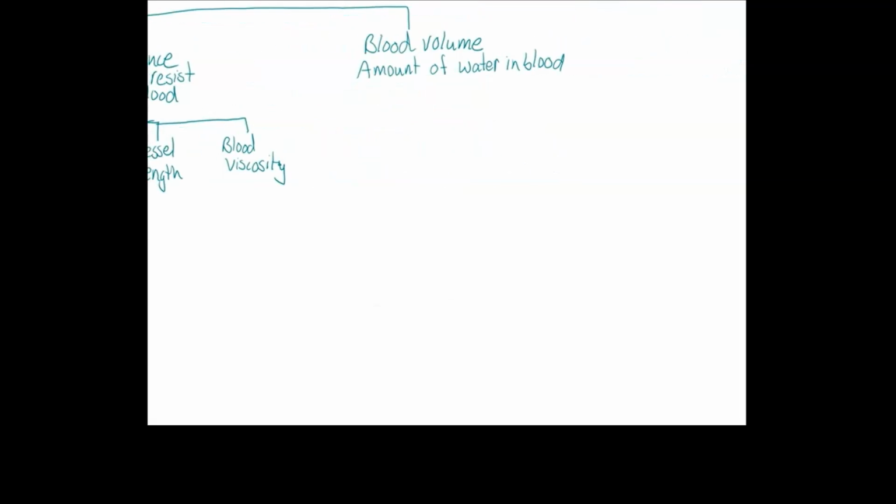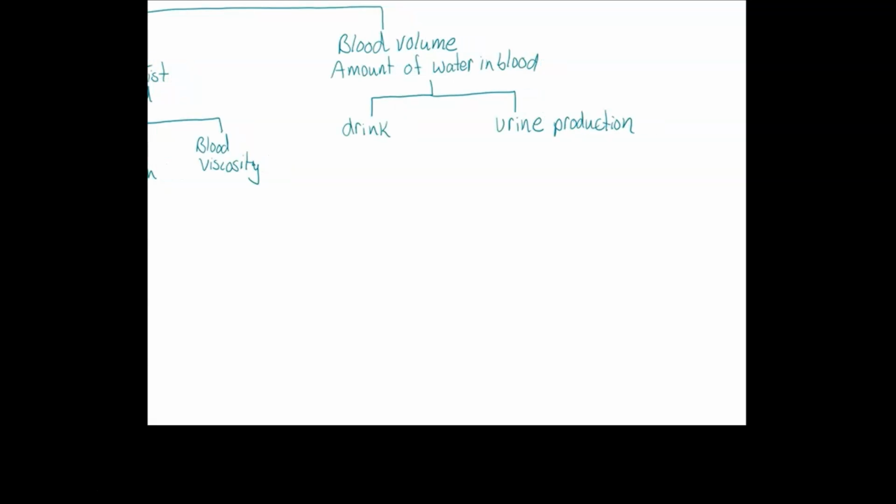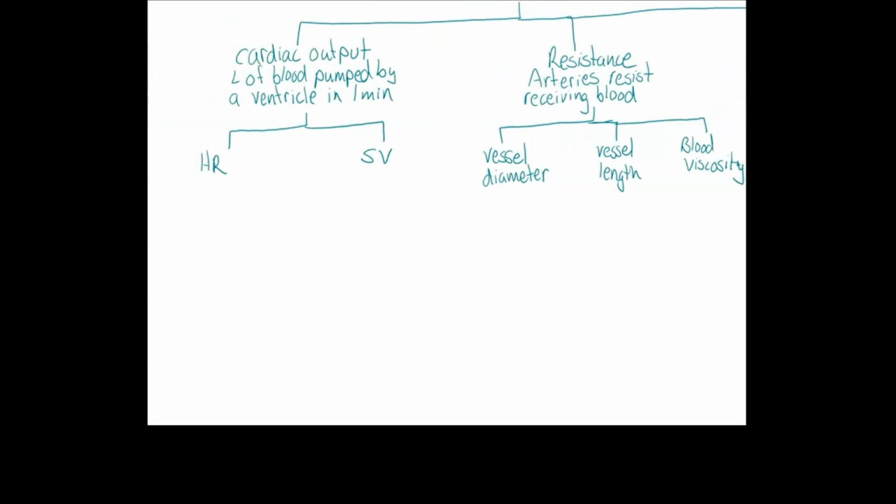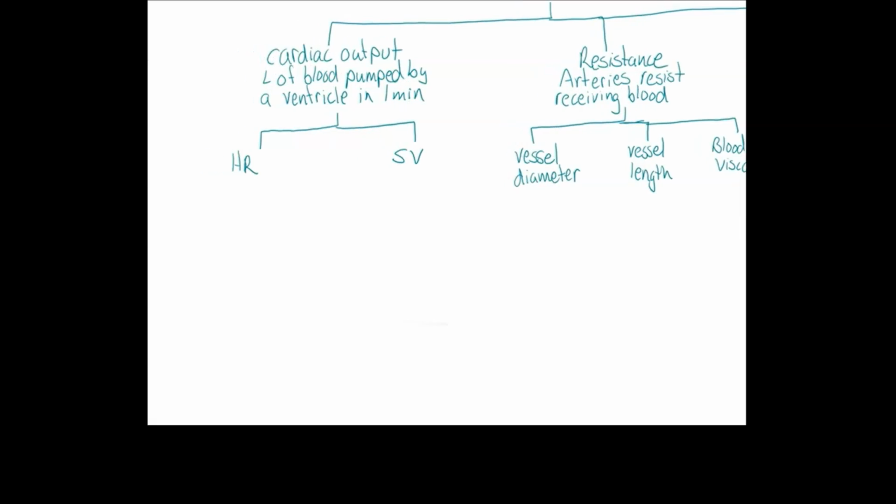The amount of water in your blood is controlled by two things. One is how much you drink. The other is how much urine your kidneys produce. Each of these individual factors can act to raise or lower blood pressure. Your total blood pressure is the combination of all of these factors working together.